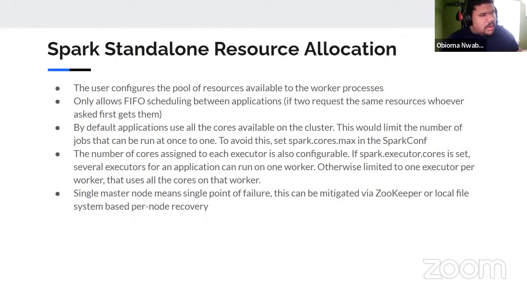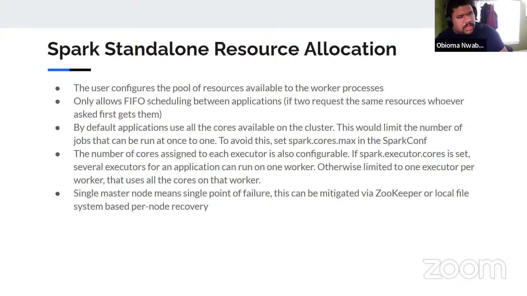Okay, so in terms of scheduling between applications, if you're running multiple applications at once, Spark Standalone only allows FIFO scheduling, first in, first out. So if two requests for the same resources come from two different applications, whoever requested them first gets those resources. But that's not the default behavior of Spark Standalone. By default, applications want to use all the cores available on the cluster. So they want to use up all of the available resources, which would limit your number of jobs that can be run at one time to one, because all those resources are already in use. If something else requests them, they're in use, they can't be used. So only that first application can be run at a time.